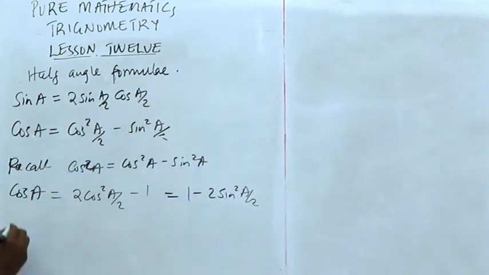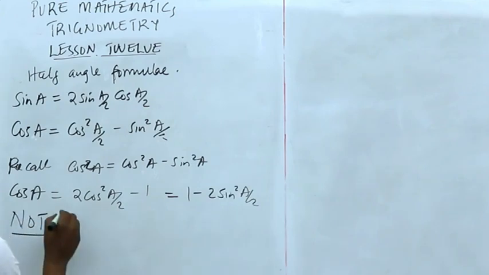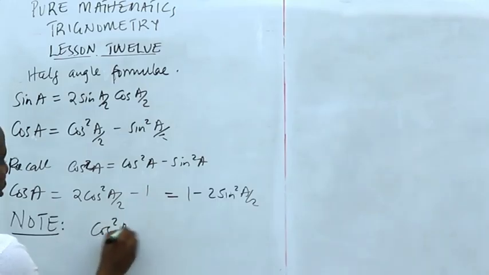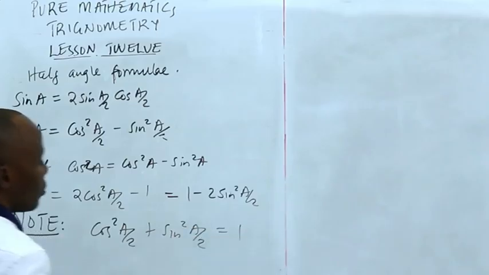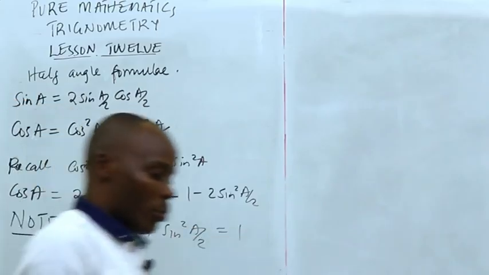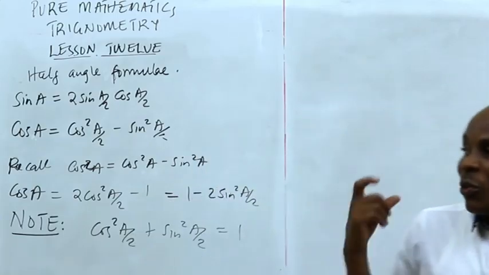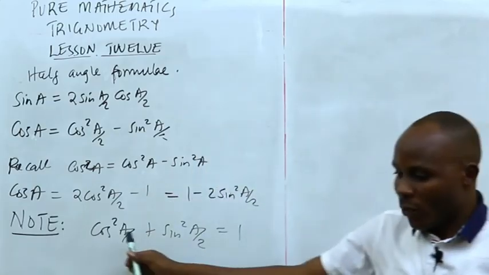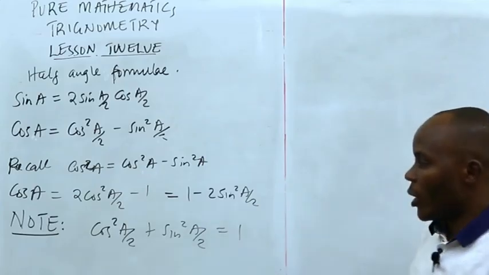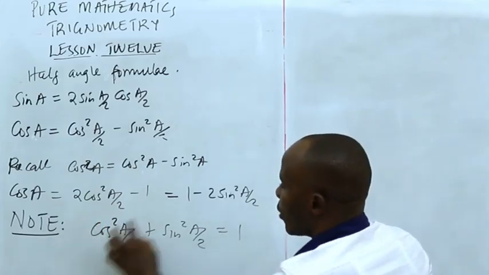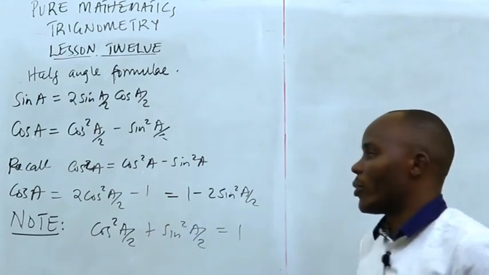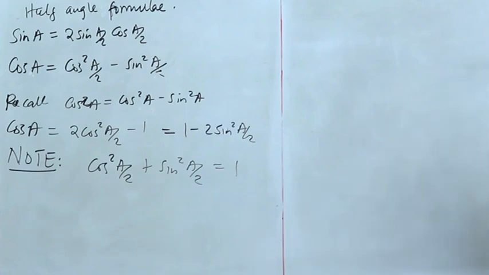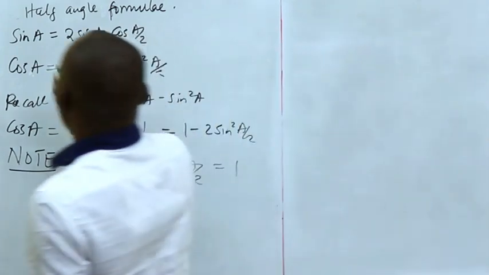The T what? T formula. But first note something here. Note that cos squared A over 2 plus sine squared A over 2 is equal to 1. This is a trig identity we proved. We proved it using single angles. So if they are also half angles, the square of the cosine of those half angles plus the square of the sine of those half angles will always give you 1.